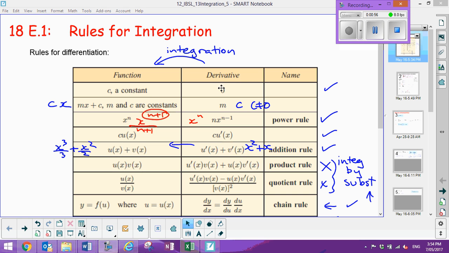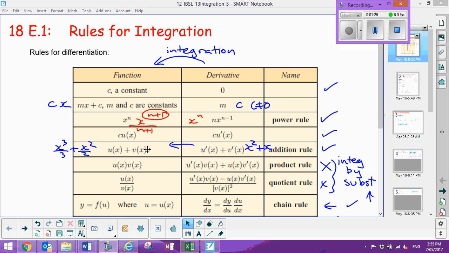So if we have a 0, then there must have been a constant. If we have a constant number, then it must have come from a term in x. If we've got some power of n, then to go backwards, we're undoing the minus 1 by going plus 1, and we divide by the new power. If we've got a function, and that becomes a derivative, then the antiderivative takes us back to the original function.